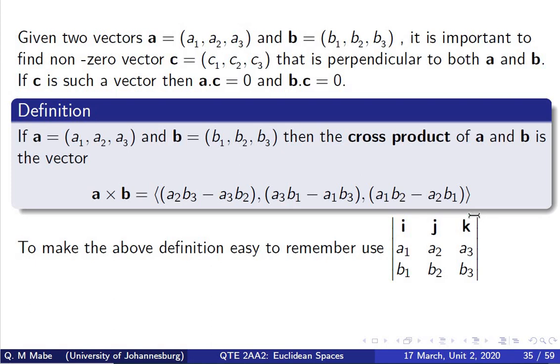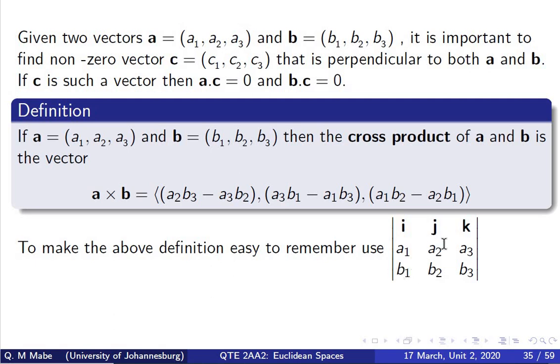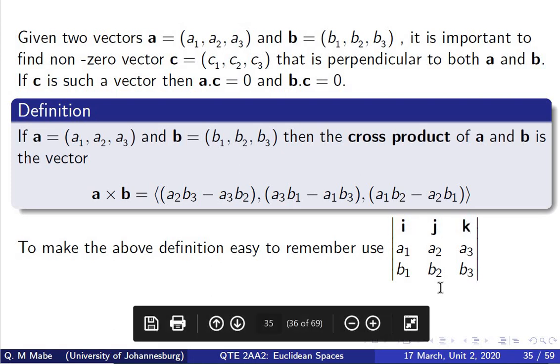To get the third component, I block out k, and then I get a1 b2 minus a2 b1. Remember, the k is positive, so the signs will alternate as when you find the determinant.